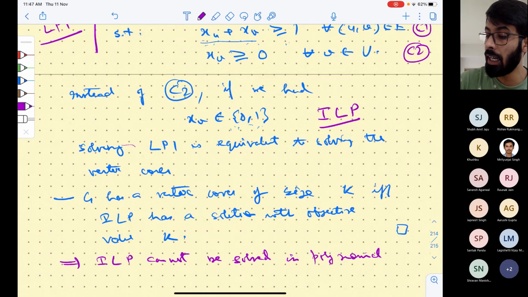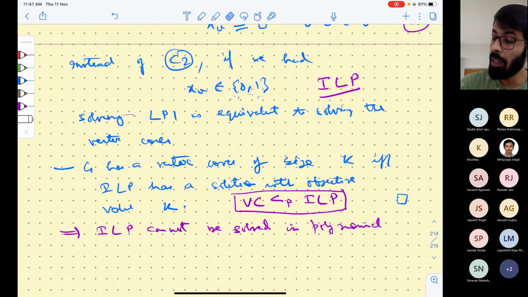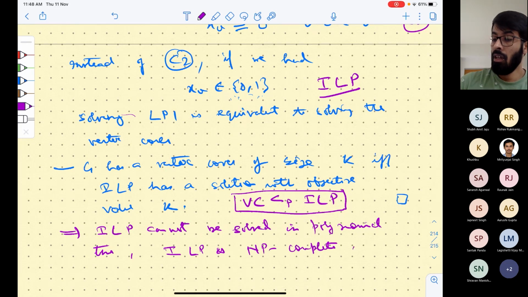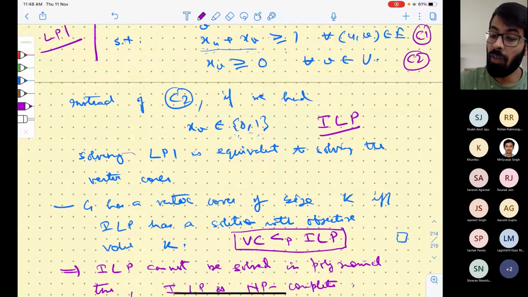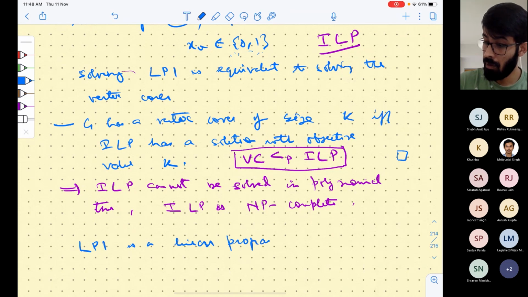Because essentially what we have shown is that vertex cover reduces to ILP, where this is just the integer linear program problem. So ILP cannot be solved in polynomial time because ILP is NP complete. But LP1 is just a linear program, so it can be solved in polynomial time.